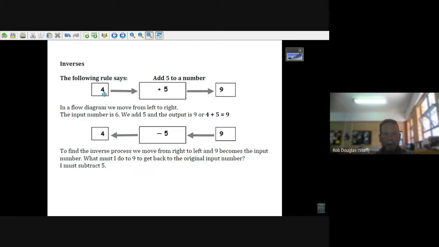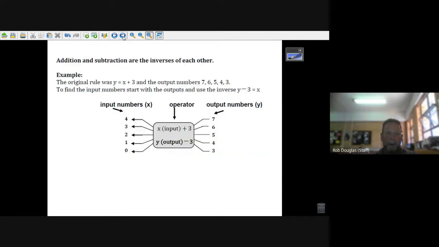There's something else called an inverse here. You know that if you go 4 and you add 5, you get 9. If you wanted to go back to what you started with, you'd have to do the opposite operation. You'd subtract 5 and you'd get back to 4. That's what an inverse operation is.